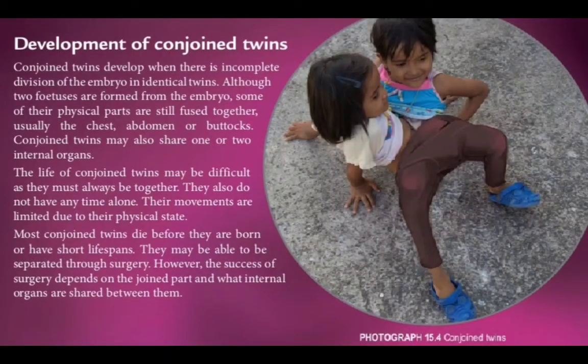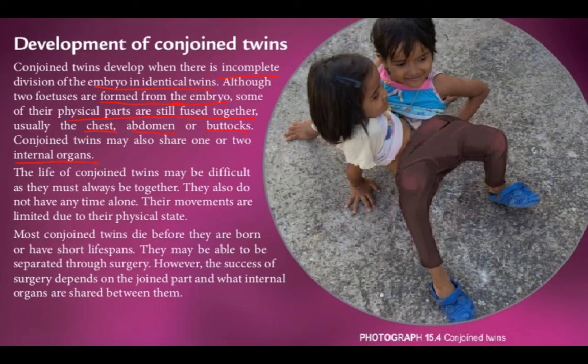Developments of conjoined twins. Okay, so this one, figure 15.4, conjoined twins. Conjoined twins develop when there is incomplete division of the embryo in identical twins. Although two fetus are formed from the embryo, some of their physical parts are still fused together, usually at the chest, abdomen, or the buttocks. Conjoined twins may also share one or two internal organs.